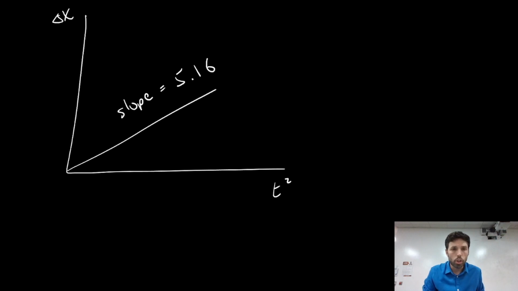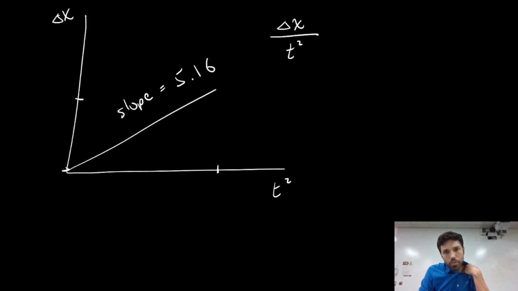Now, I want you to look at the units here, right? Or not the units, but remember, what is slope? Rise over the run, right? So the slope is the rise, the change in position, from down here up to here, divided by t squared, the change in my t squared values, the x-axis.